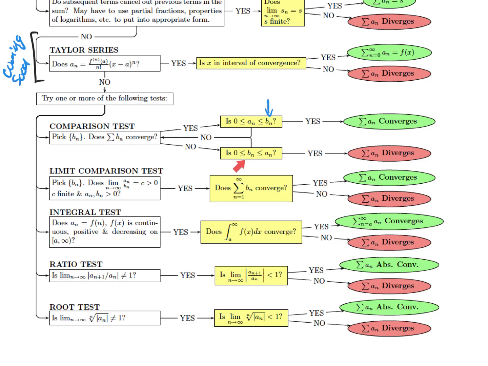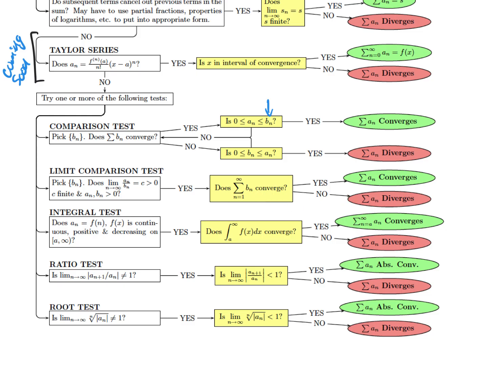If our new series b sub n, the one that we're comparing to, diverges and it is less than our series that we're considering, then it diverges. Okay, limit comparison. Well, that's where we take the limit of the ratio of the two there. If that limit of the ratio is a constant that is greater than 0, then if b sub n converges, then a sub n converges. If b sub n, our new one, diverges, then a sub n diverges.